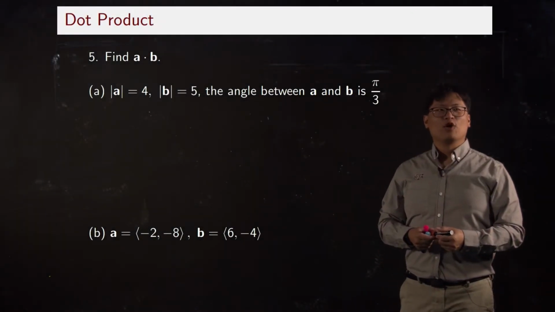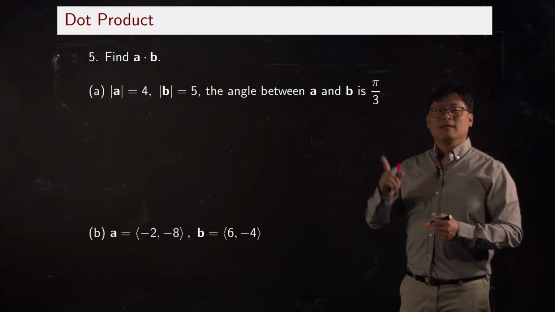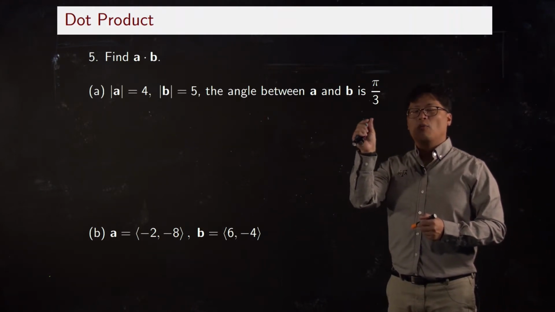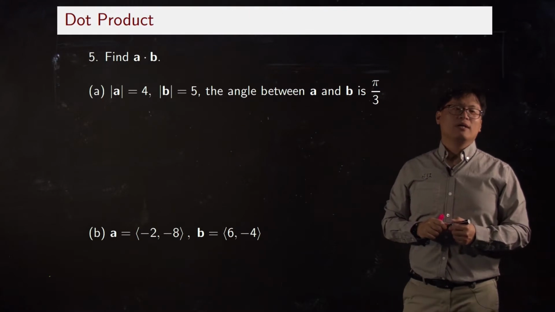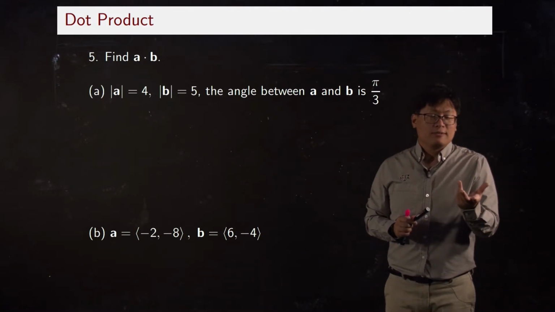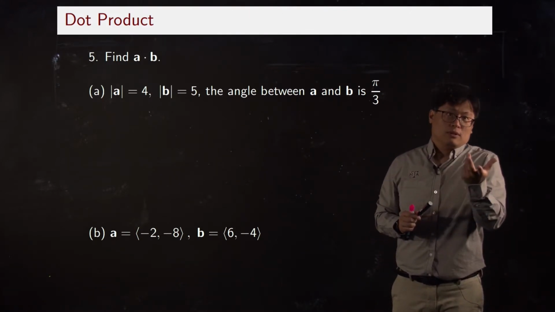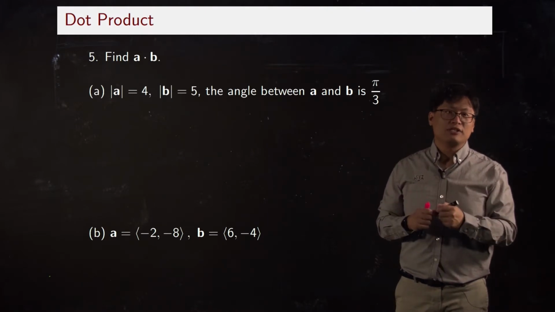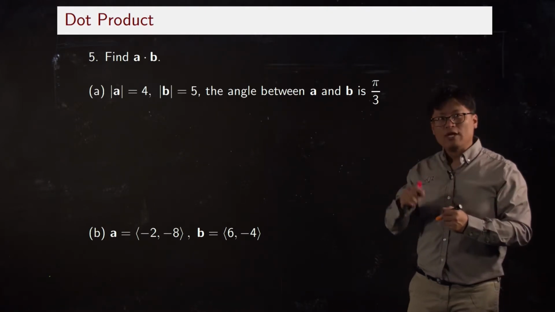Okay, let's talk about dot product. The dot product is an operation between two vectors. It is kind of like multiplication of vectors, but not exactly multiplication; it's different. So what is the meaning of dot product?